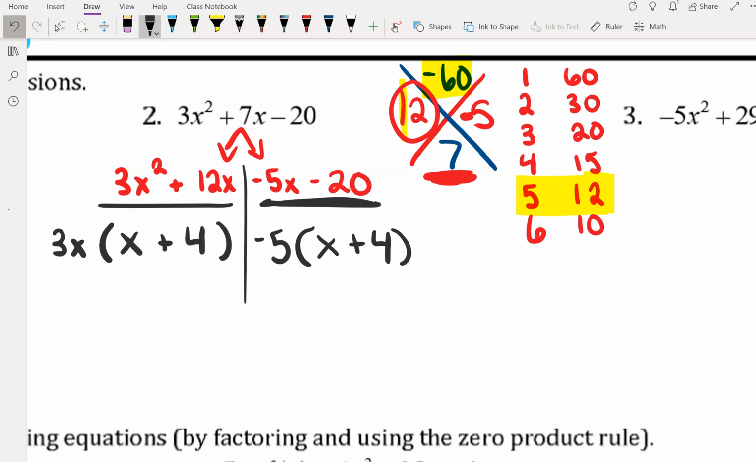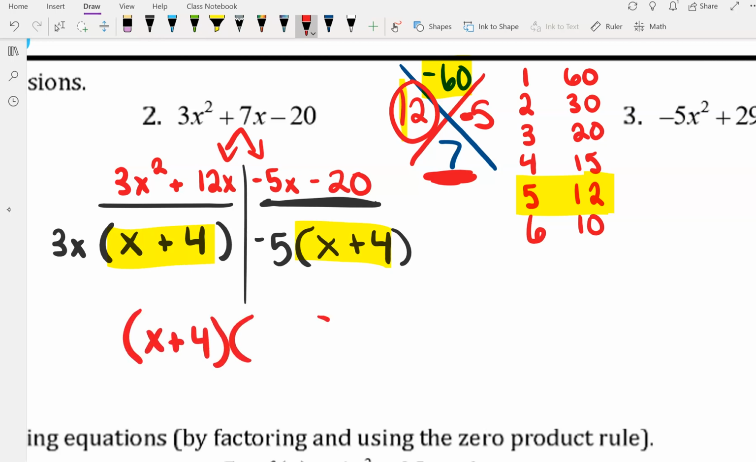All right, and then the final thing is, the thing that I have 2 of becomes one of my factors. So x plus 4 is one of my factors. Then the leftovers, the numbers on the outside, combine to give me my other factor. And we're done.